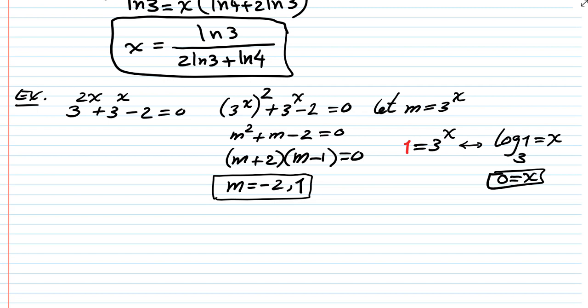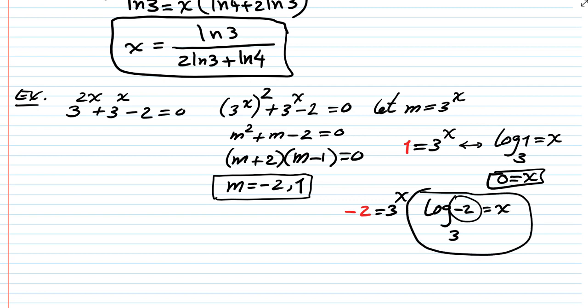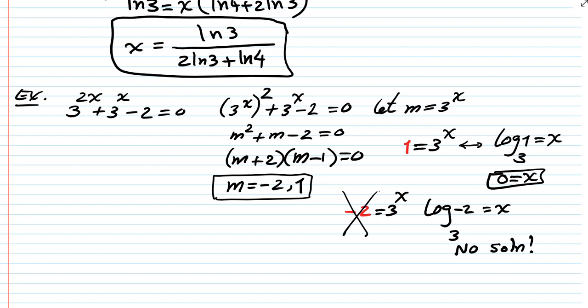And another time, m is negative 2. So I'm going to go negative 2 equals 3 to the x, and the same work. That means log base 3 of negative 2 equal x. And what do you think? Argument of a log isn't allowed to be negative or 0. So this one has no solution. Therefore, negative 2 is ruled out. And the only acceptable solution is x equals 0. See how that works? X is 0.